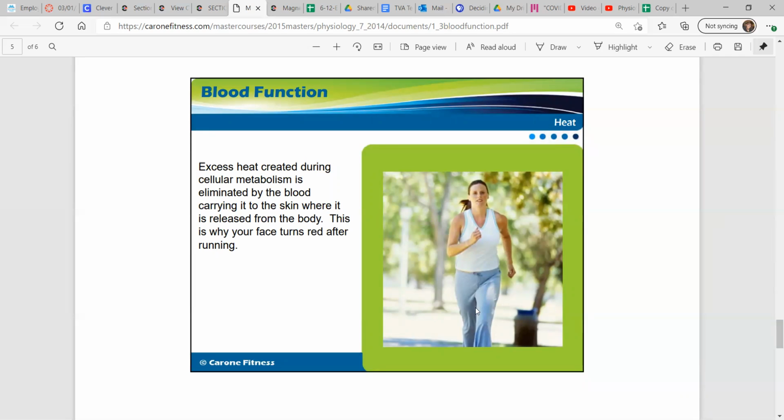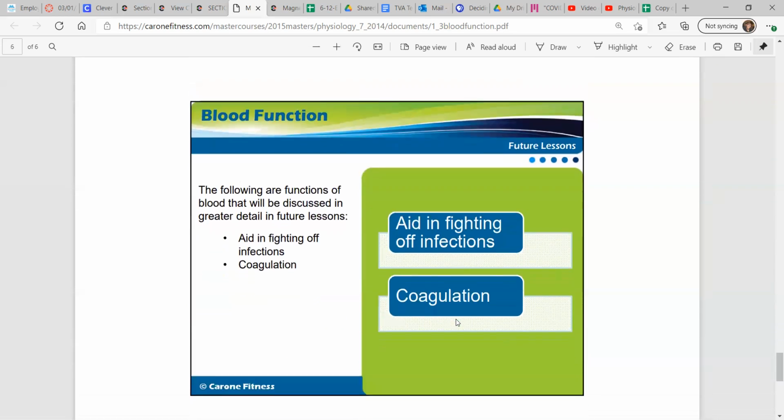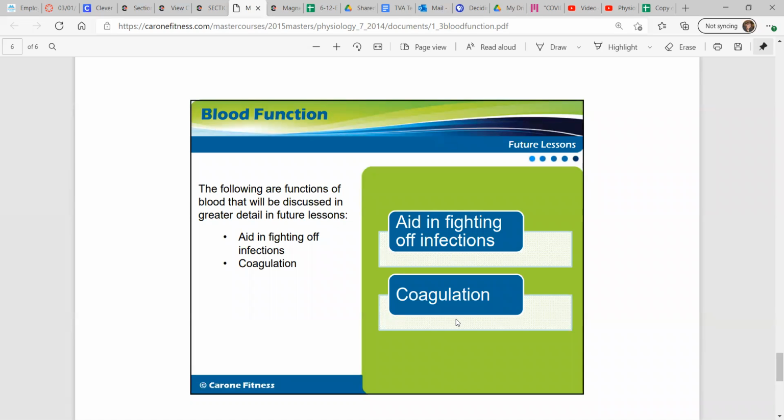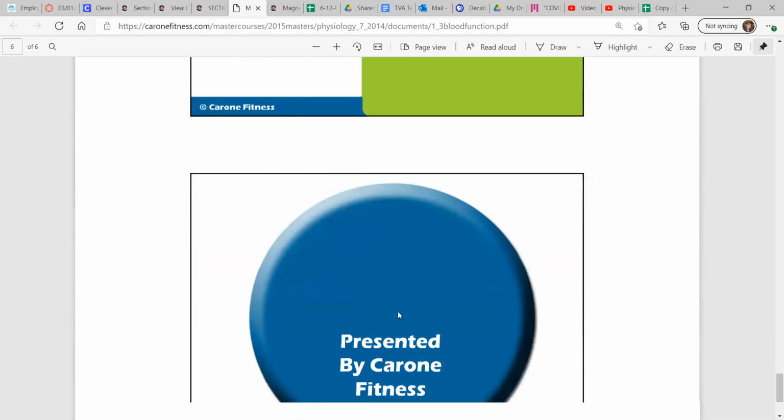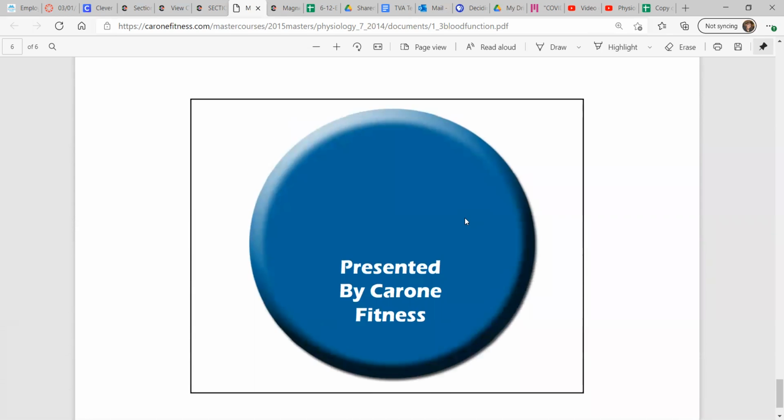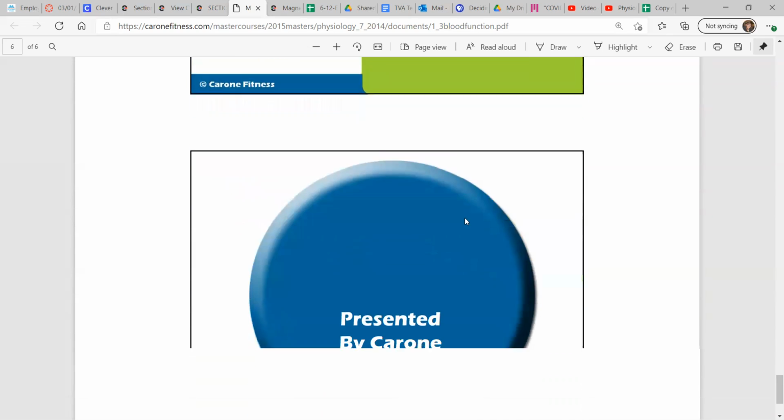Excess heat created during cellular metabolism is eliminated by the blood carrying it to the skin, where it is released from the body. This is why your face turns red after running. The following are functions of blood that will be discussed in greater detail in future lessons. Blood can aid in fighting off infections and coagulation. And that's the end of the intro portion of blood function.